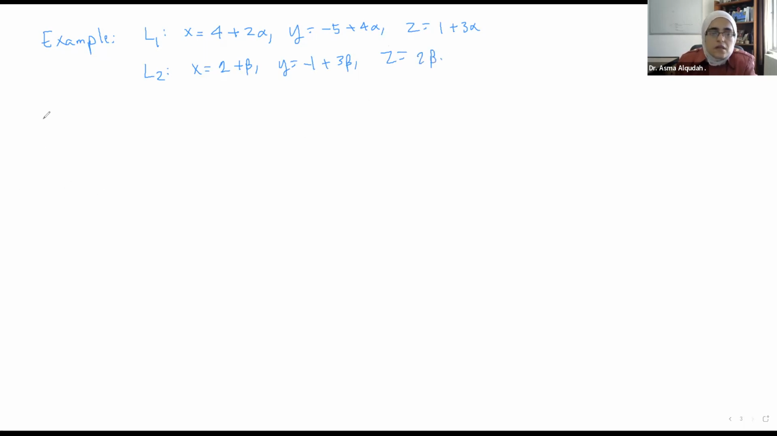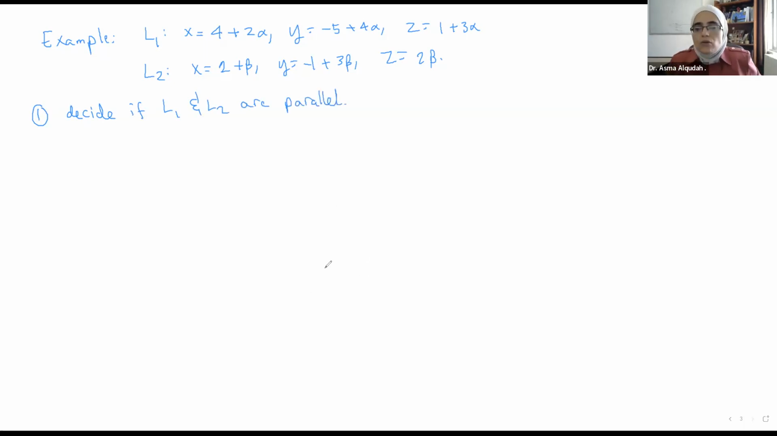Okay, the first thing we need to find out is to decide whether the two lines are parallel. So decide if L1 and L2 are parallel.